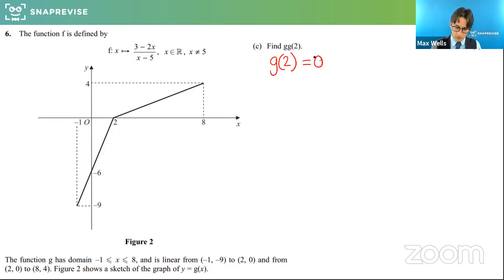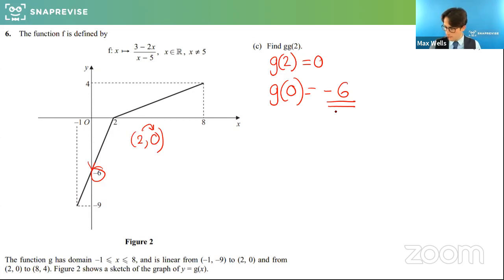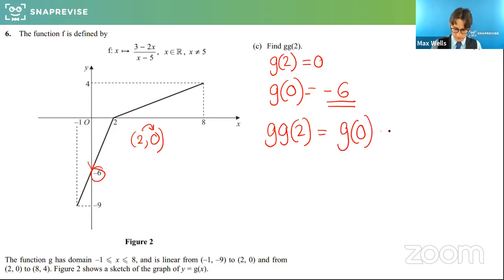Excellent, 0 comes out. Because I know that (2, 0) is a point, if I put 2 into this function, I get 0 out. So now I'm doing g of 0. And when I put 0 into this function, I get -6 out. So what I've basically done is when I've done g of 2, that's become g of 0, which has become -6. So it's very strange using the graph to do this, but this is something you've done before.